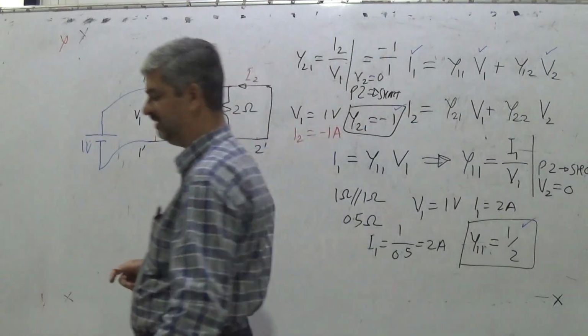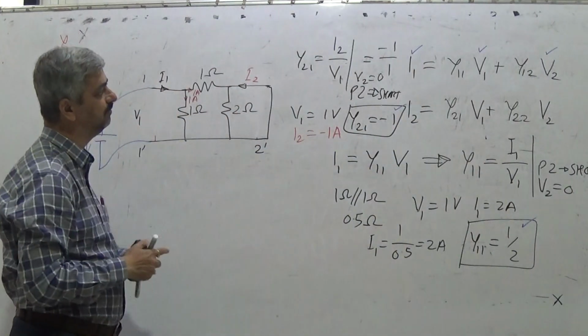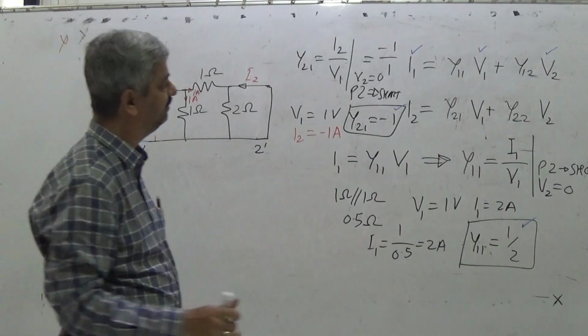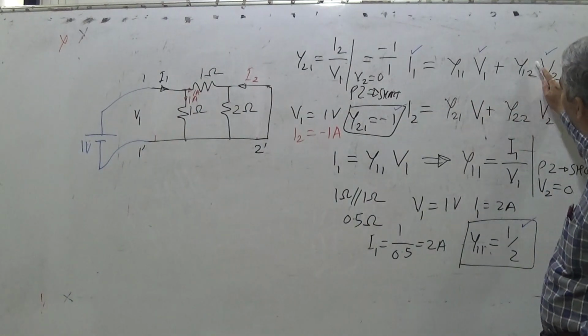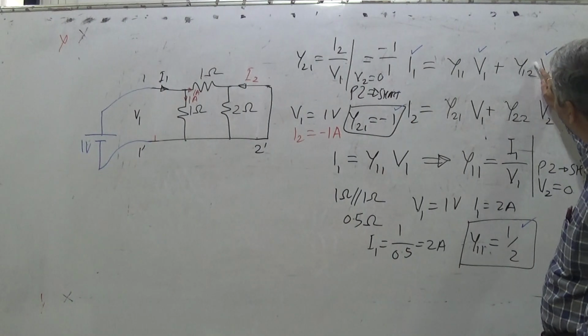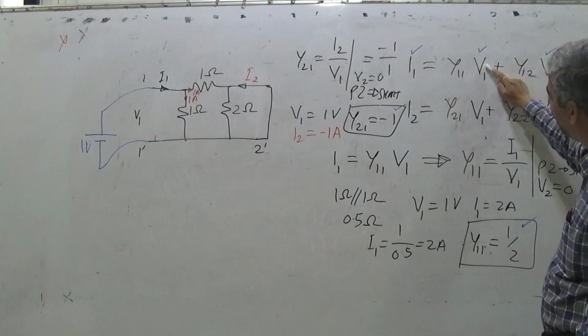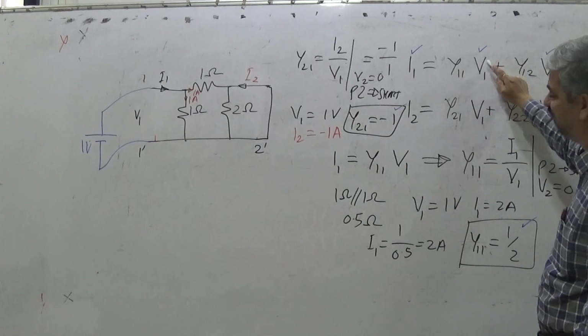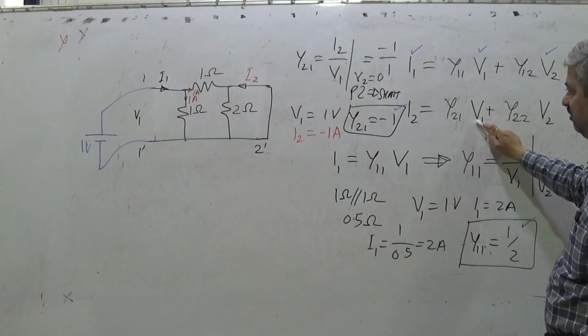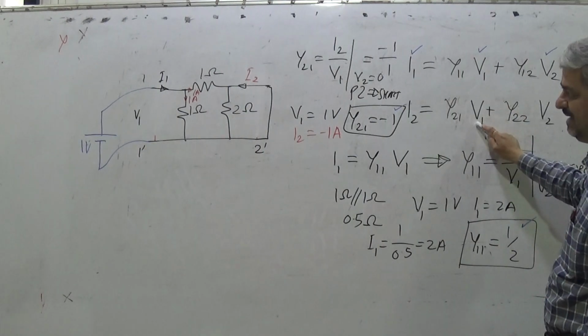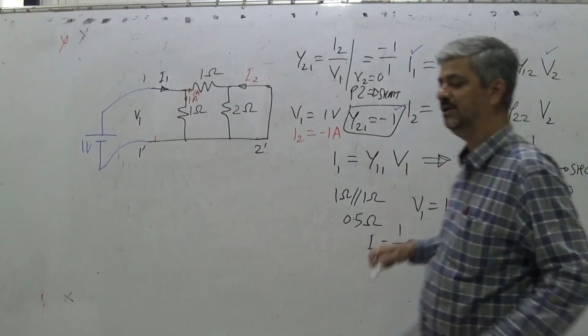Now we have to find the remaining parameters. So how to find y12 and y22? To find y12, the effect of V1 must be nullified, so this port must be shorted. To find y22, again this port must be shorted. So if the port is shorted, we can apply voltage there. So we have to apply voltage at the other end.